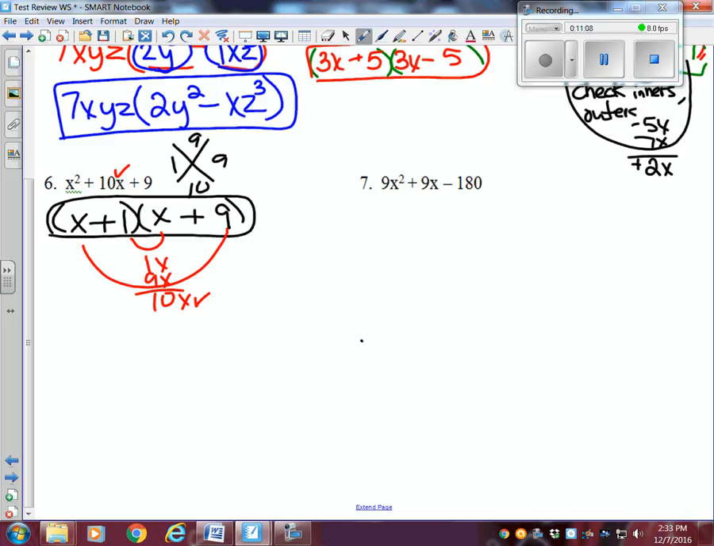I'm noticing here that all of these are bigger numbers, and they have 9 and 9 and 180. I believe I can factor out the GCF first. So we're going to factor a GCF out first. What that does is give me a chance to work with numbers that are much smaller. I believe I can divide a 9.